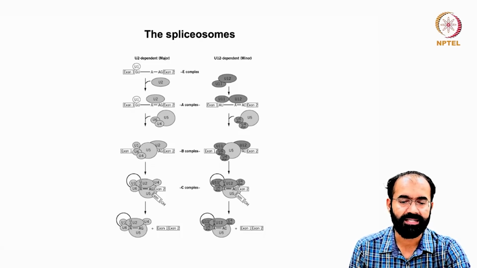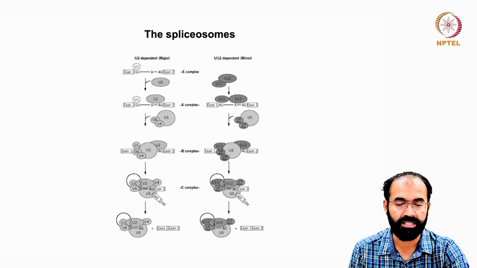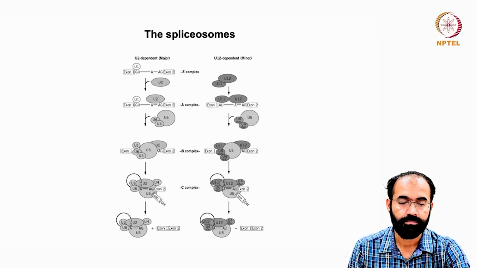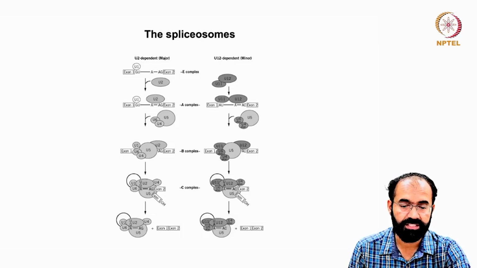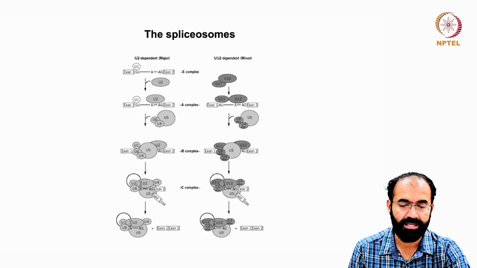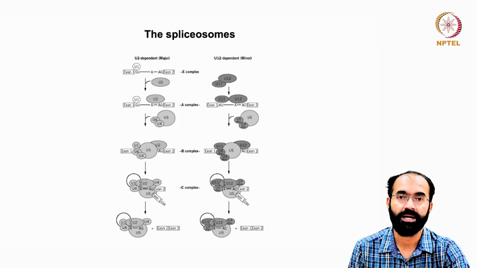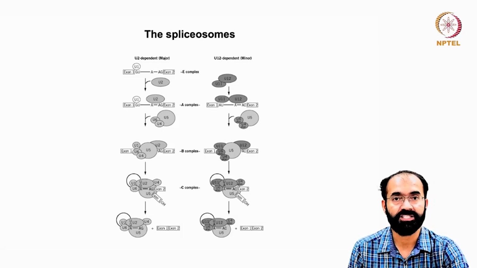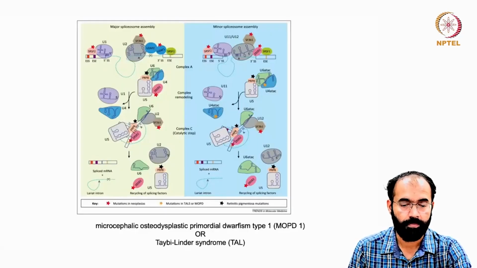And in U12 dependent, U11 and U12 come together and occupy the 5' splice site and the branch point respectively, and then you have the complex formation made of U6, U5 and U4, as happened in the case of the U2 complex, that is the major spliceosome complex. They join, and the rest happens more or less in a similar fashion, and you end up getting exon 1 and exon 2 fused together. So this is how the major and minor spliceosome differ, or how they interact.